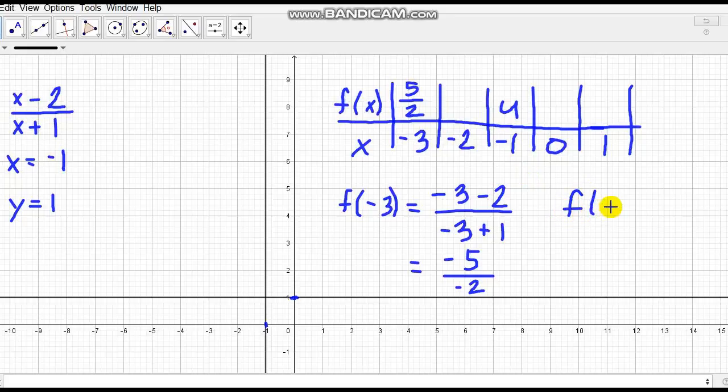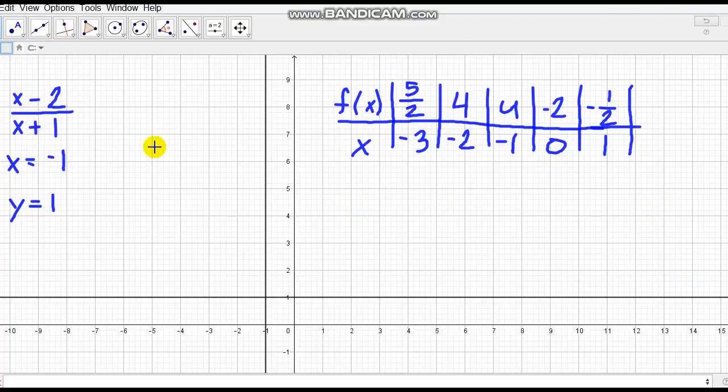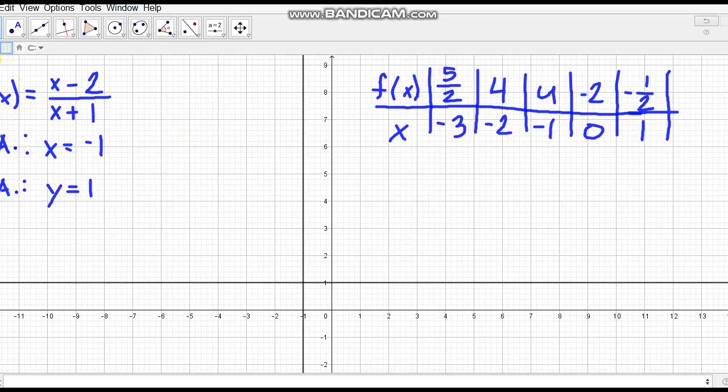For f of negative 2, we have negative 2 minus 2 all over negative 2 plus 1. Negative 2 minus 2 is negative 4, and negative 2 plus 1 is negative 1. Negative 4 divided by negative 1 is 4. So you do the rest with f of 0 and f of 1. I'll leave it up to you, okay? So we're able to finish the table of values. You just have to substitute and solve for the value of y. That's just it. Now, let's plot these values and connect the values that we have.